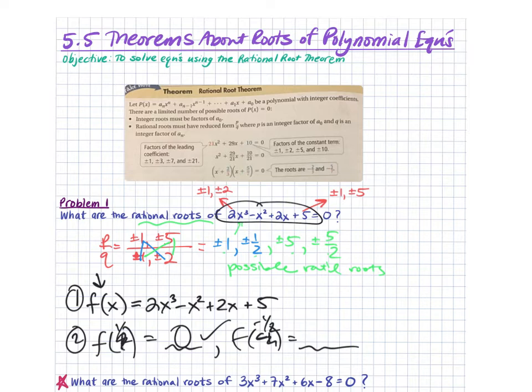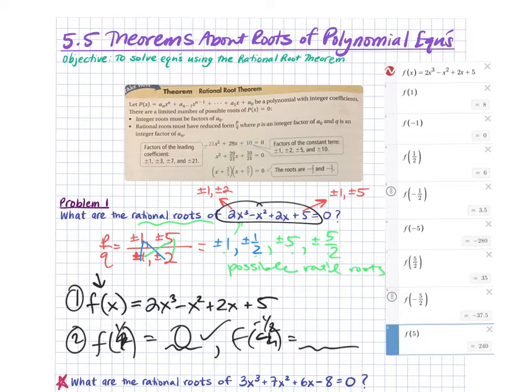Okay, so I'm going to do this in Desmos. I'll show you all the possible roots, and then we'll see if there are any zeros. Here is what I did. I typed it in like this, f of x equals this, and now you can just do f and plug that value in.